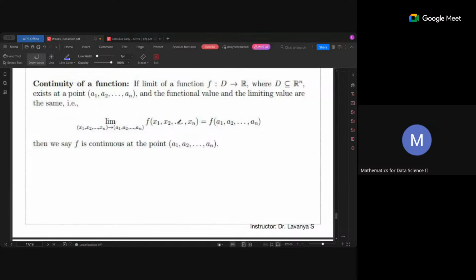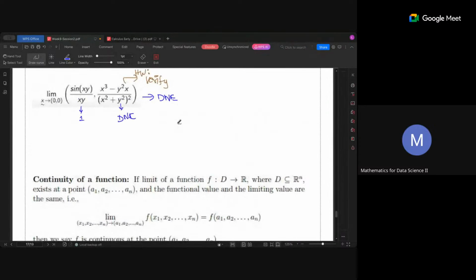So what is the continuity definition for one variable? What are the 3 points you should have for continuity of a function? The limit exists at a point, and the left hand limit is equal to the right hand limit is equal to the function value at that point.